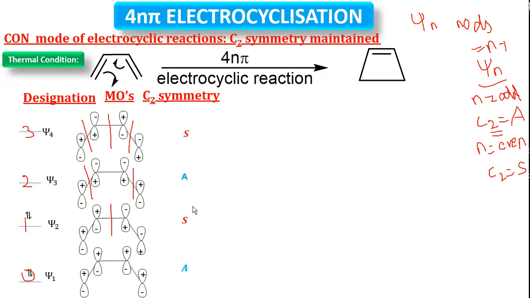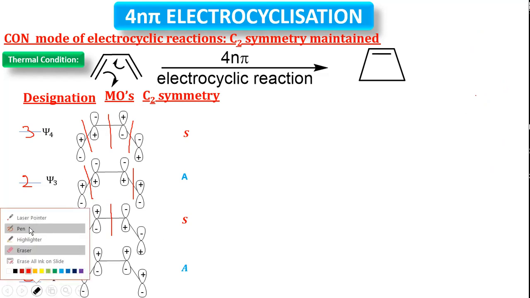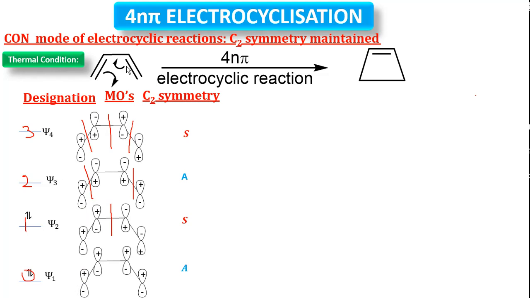So friends, this is the classification of molecular orbitals with respect to C2 symmetry. Now come to the molecular orbitals of products. Here, 2 pi bonds means that these 4 molecular orbitals are converting into 1 sigma bond and 1 pi bond. So these 4 molecular orbitals of reactants are converting into 4 molecular orbitals of products.